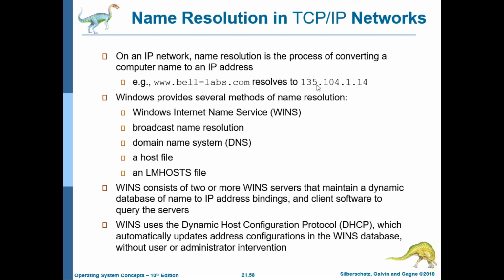So how about name resolution in TCP/IP networks? On an IP network, name resolution is the process of converting a computer name to an IP address. For example, here belllabs.com resolves to this IP address. And then Windows provides several methods of name resolution. It can be done by means of the Windows Internet Name Service or WINS. It can also be done using broadcast name resolution, the Domain Name System or DNS, a hosts file, or the LMHOSTS file. LM hosts stands for LAN Manager Hosts.